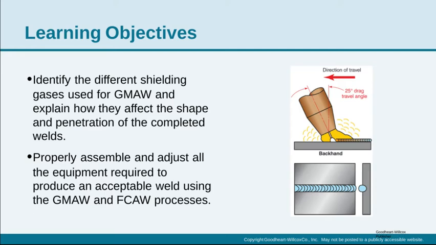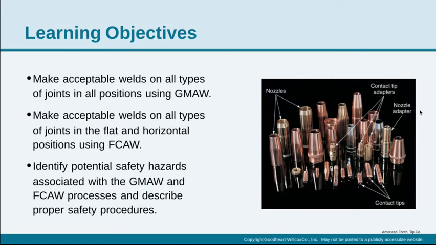Identify the different shielding gases used and explain how they affect the shape and penetration of the weld. Properly assemble and adjust all the equipment required to produce an acceptable weld using MIG and flux core. Make acceptable welds on all types of joints.